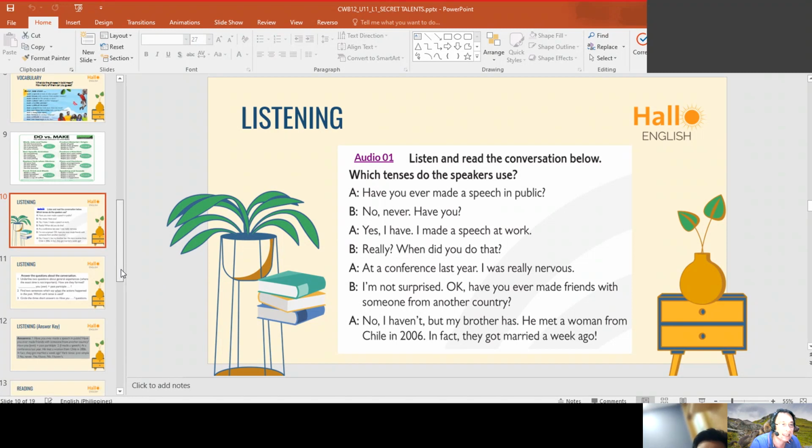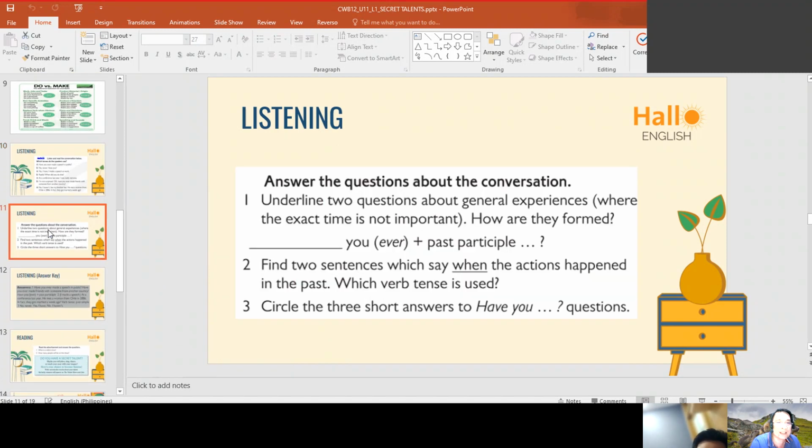So let's proceed to this one. Let's try to answer the questions about the conversation. Underline two questions about general experiences where the exact time is not important. How are they formed? What do you think?